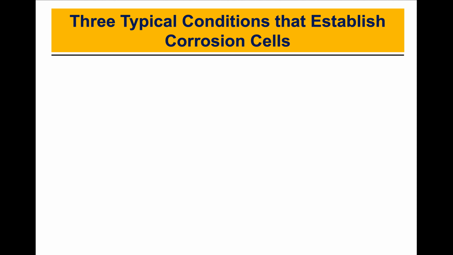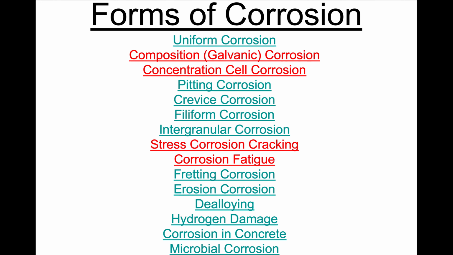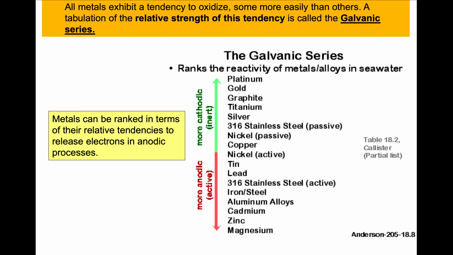So what we're going to focus on is composition, concentration, and stress. Three typical conditions that establish corrosion cells. The first is differences in composition, and when we say differences in composition, I want you to remember the galvanic series, because if you have two elements where one of them is at the top of the list and one of them at the bottom of the list, one will be anodic and the other will be cathodic, and then we have our environment that is accelerating or promoting corrosion.